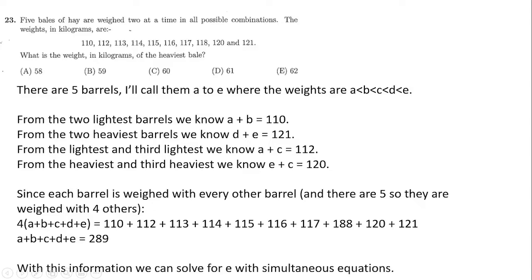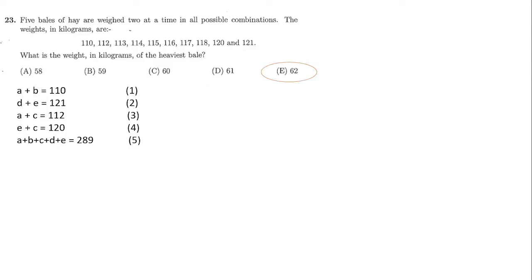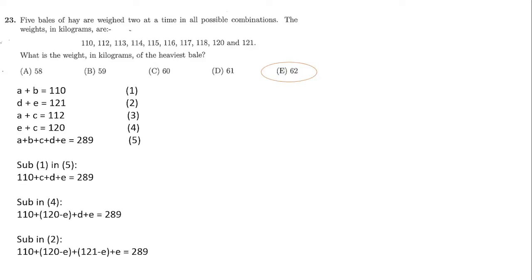So with this information, we can solve for E with simultaneous equations. We've rewritten them here and labeled them 1, 2, 3, 4, 5. So if we sub 1 into 5, we get this. A plus B is 110. Then we can sub in 4, and then 2, and then solving this, the E's cancel, and we're going to get E equals 62, giving us the answer E.